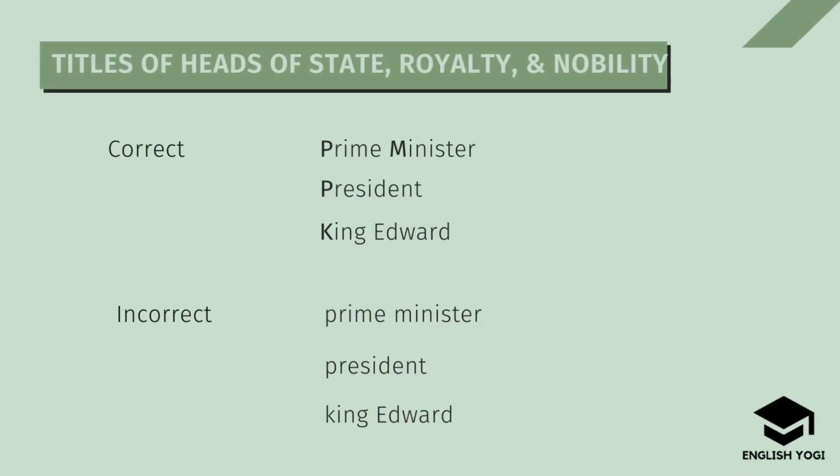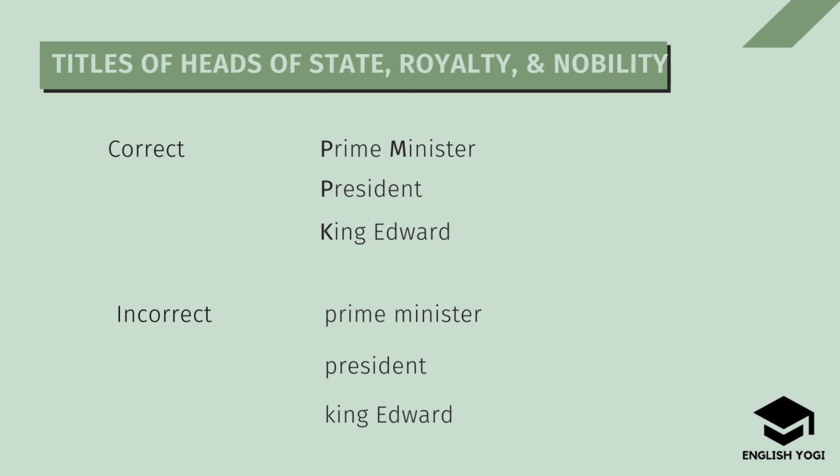Again, we have to write capital letters for titles of heads of state, royalty, and nobility. For example, Prime Minister. Whenever we write this, P should be capital and M should be capital. Similarly, President's P should be written in capital letter. And King Edward is royalty, so we have to write King's K in capital. This is the rule.